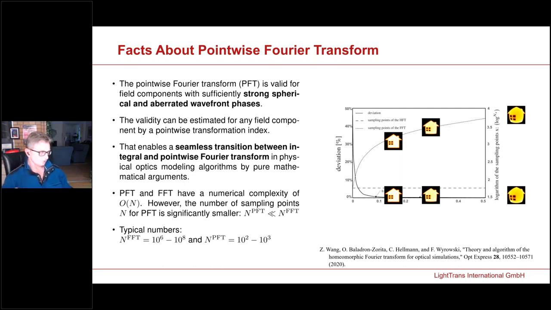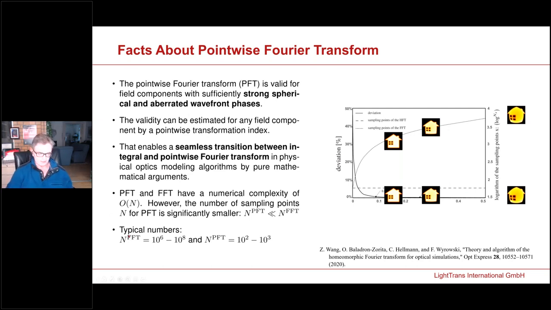And there's another thing which is good, that is the PFT, the pointwise Fourier transform, and the FFT have a numerical complexity linear in n, both. The FFT because of the mathematicians, and the PFT because it's pointwise. So it's linear by nature. However, the number of sampling points, n, in the PFT is significantly smaller. Because in the pointwise Fourier transform, you don't need to sample the exponential factor of the wavefront, which is really a killer in FFT applications. Everybody knows who's doing physical optics.